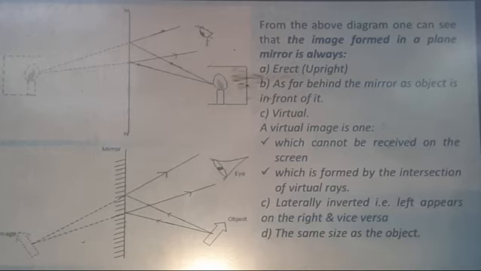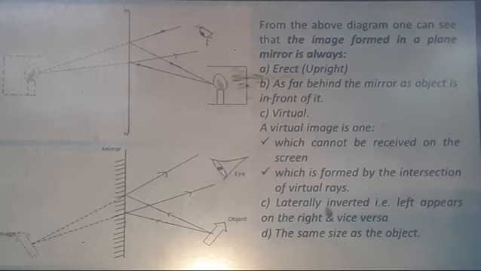Number 3 is that the image is virtual. What do we mean when the image is virtual? An image is said to be virtual because it has been formed by imaginary rays. If an image is formed by imaginary rays, we say that the image is virtual, which cannot be received on the screen. In simple terms, it's not formed on the screen, it's formed behind the mirror, by the intersection of the virtual rays.